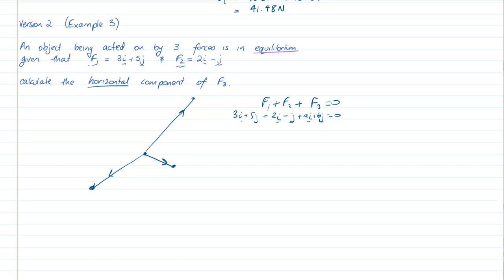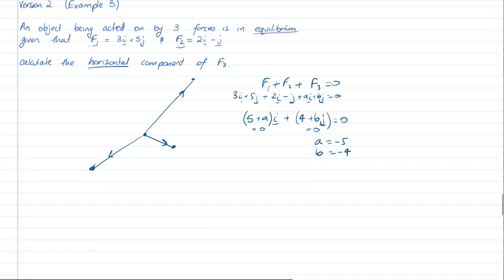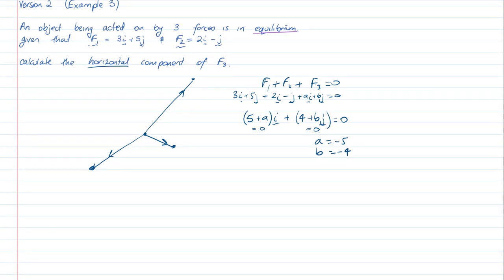And that means 3 plus 2 is 5, plus a, i. Plus 5 minus 1 is 4, plus b, j equals 0. And that means that a equals negative 5 and b equals negative 4. So this must be 0 and this must be 0. It's the only way that can happen. And so now we've got our overall. And our overall is F3 is negative 5i, minus 4j. And then we want the horizontal component. Well, there it is. It's the i component.